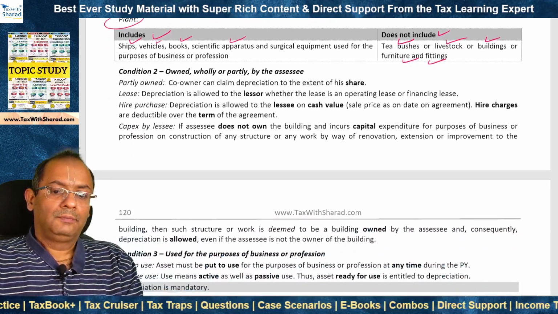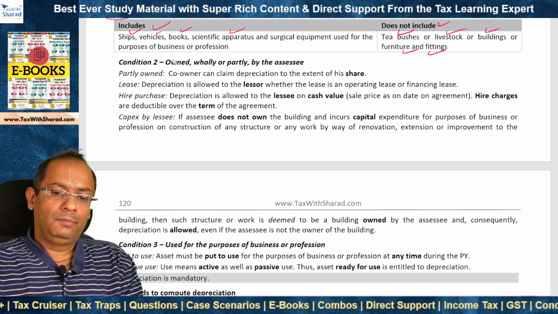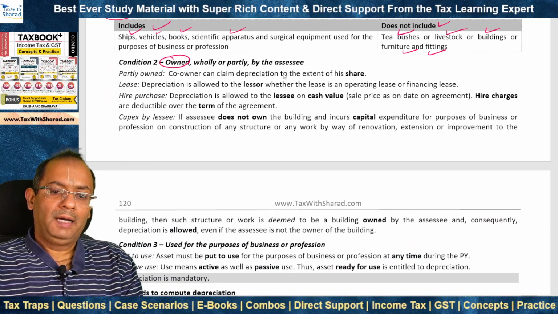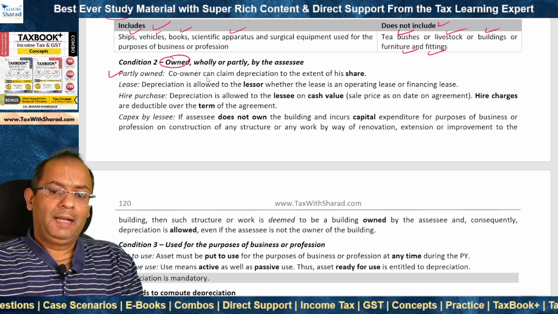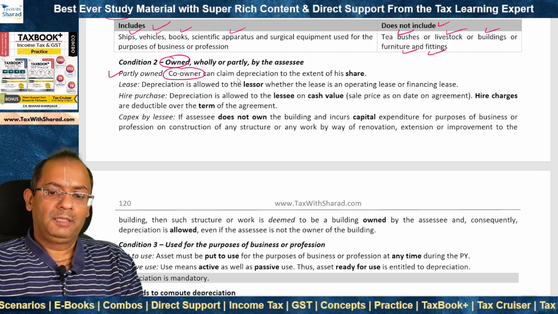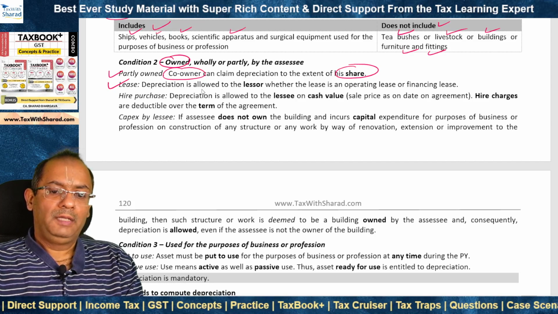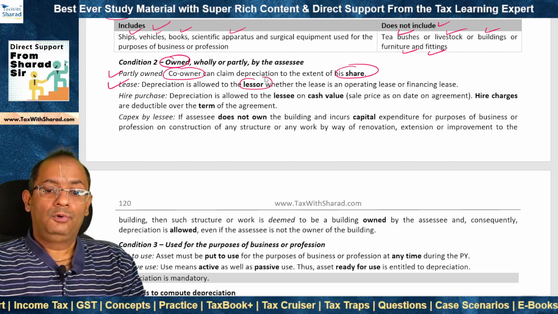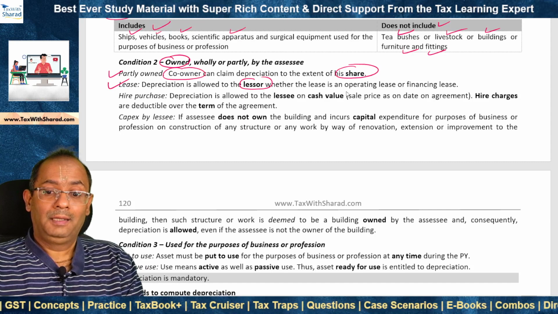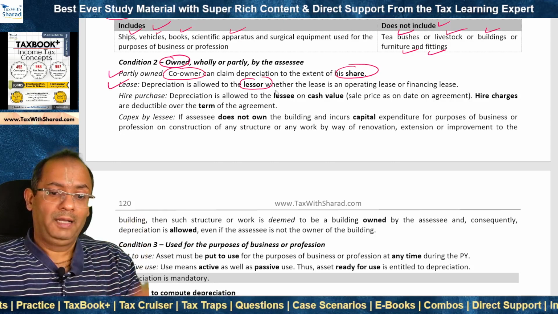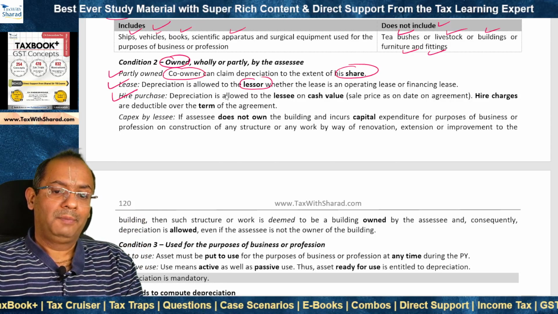Condition 2. The asset should be owned, whether wholly or partly, by the assessee. So this means that the co-owner can also claim depreciation to the extent of his share. What about a case of lease? Depreciation is allowed to the lessor, not the lessee, whether the lease is an operating lease or financing lease. What about hire purchase?